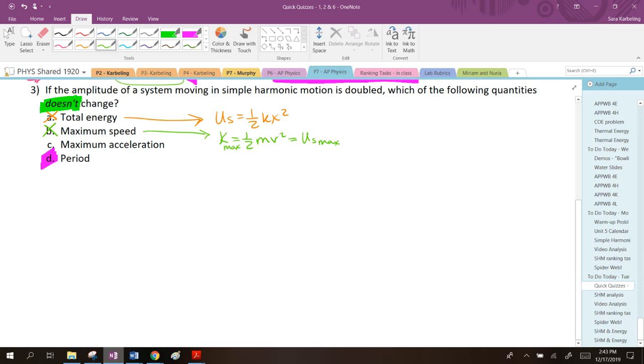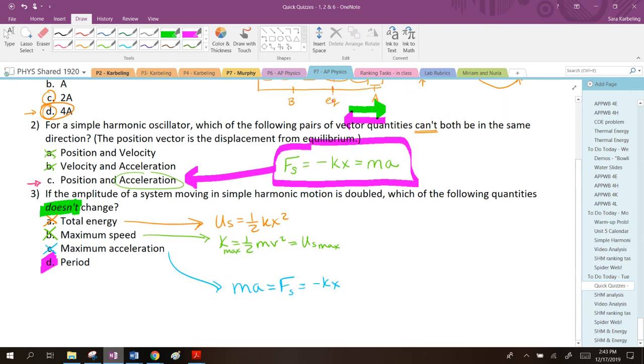So acceleration: mass times acceleration equals the force of the spring, which is equal to negative kx. So if the x is increasing, the acceleration will also increase. Okay. So I got on you a little bit on this other one about, yes, you can use process of elimination, but I want you to use physics as well. This one we're using process of elimination because we don't really know anything about period. We're going to get there today or tomorrow, so we're going to hold on to this. But I would agree that the answer is period because we know that it's not the other three for sure.